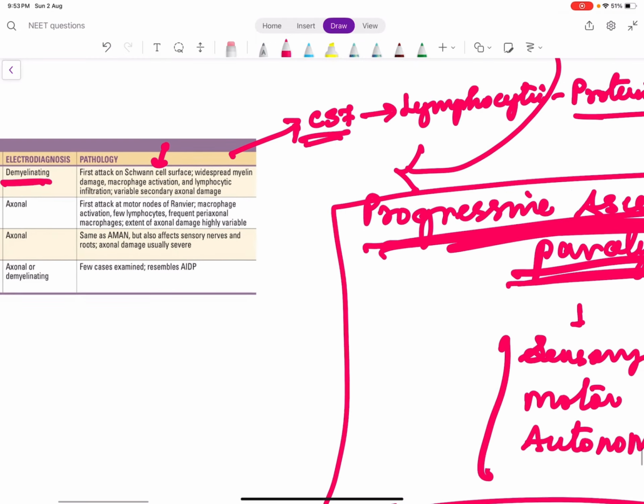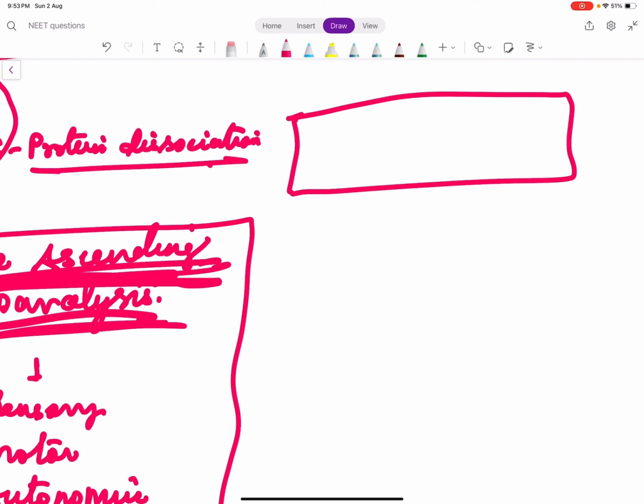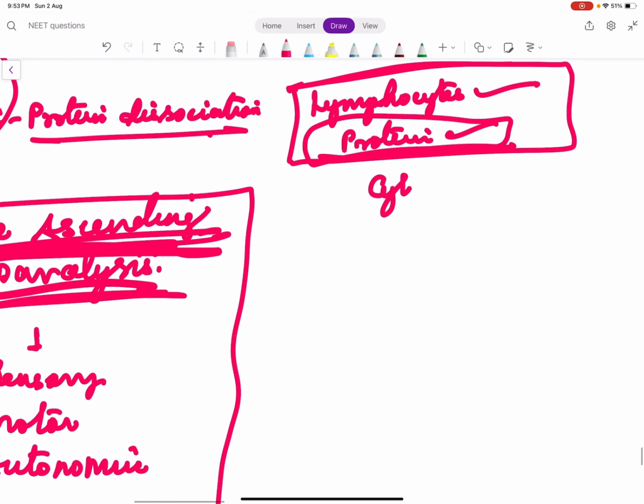That is, there will be lymphocytes but proteins will be low, because once they present, already a significant amount of damage would have occurred. So lymphocytes will be there, but the protein amount would have started reducing. So increased lymphocytes with low protein, one of the differential diagnoses will be Guillain-Barré syndrome. So cytoprotein dissociation.